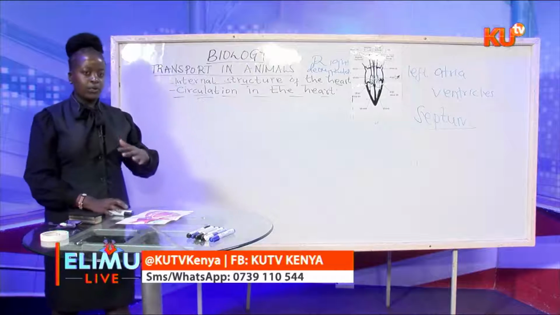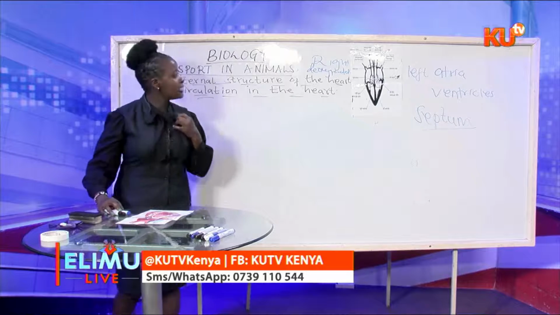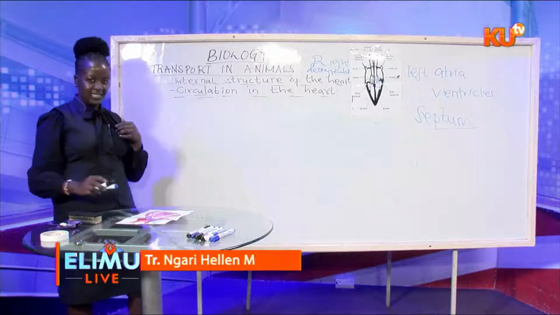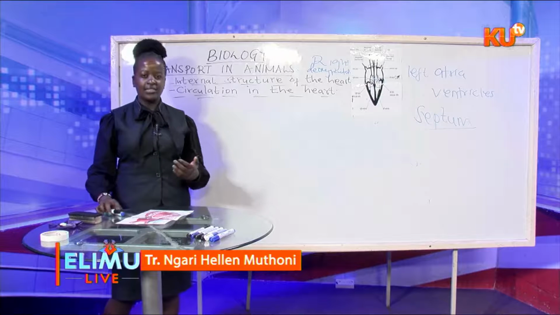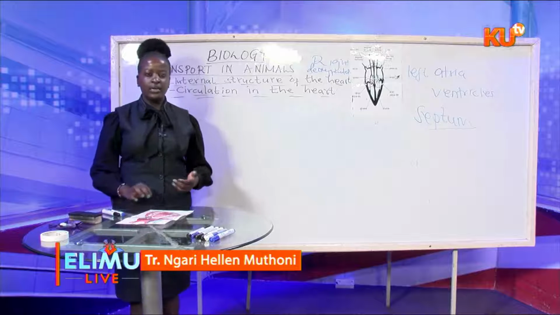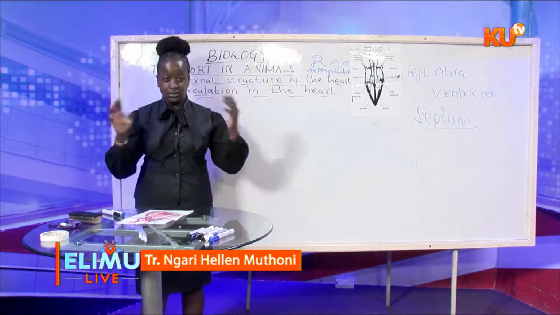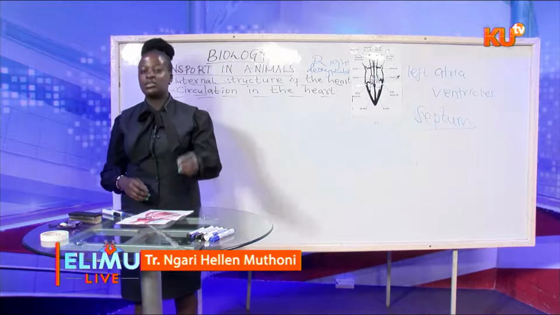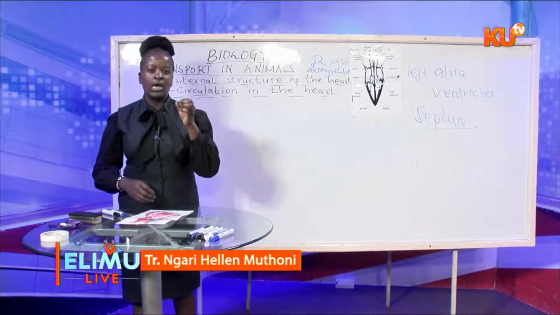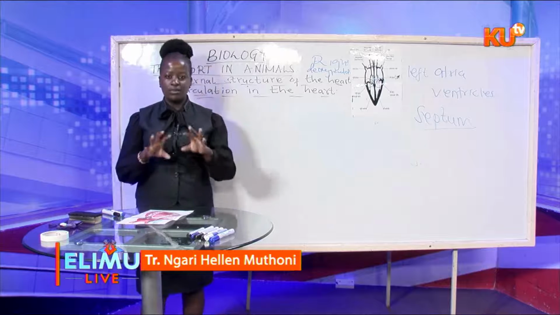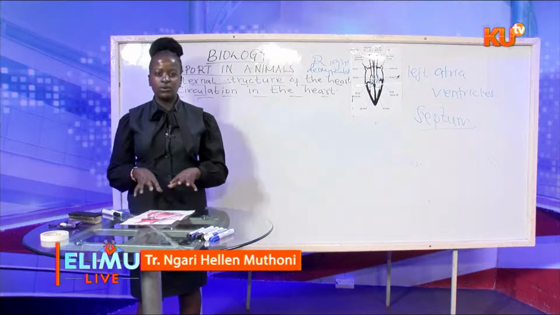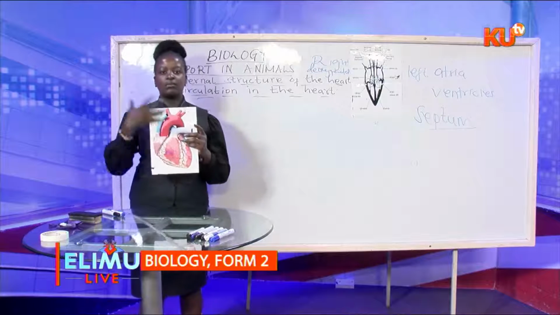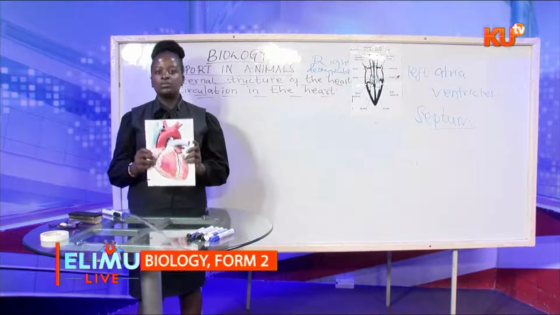So I hope we are together up to this point. And now we are going to look at circulation in the heart. What is to circulate? To circulate is to go round. Because you have seen blood is our transport fluid, how does it go round the body? That is what you're going to focus on. How is it pumped from this heart to the rest of the body? That is what you're going to focus on.